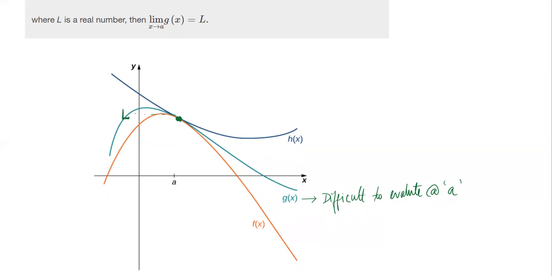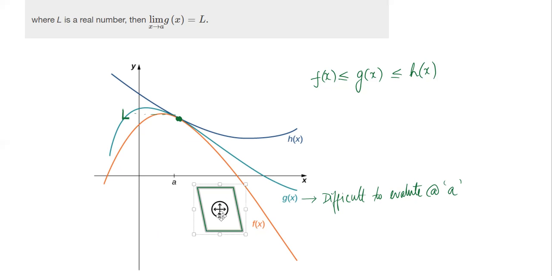So what we're saying is, if you can find f of x that is lower than h of x, it's lesser, right? So f of x is less than or equal to g of x. It's less than or equal to h of x, right? And if you took the limit of f of x as x approaches A, this gives us the limit L.